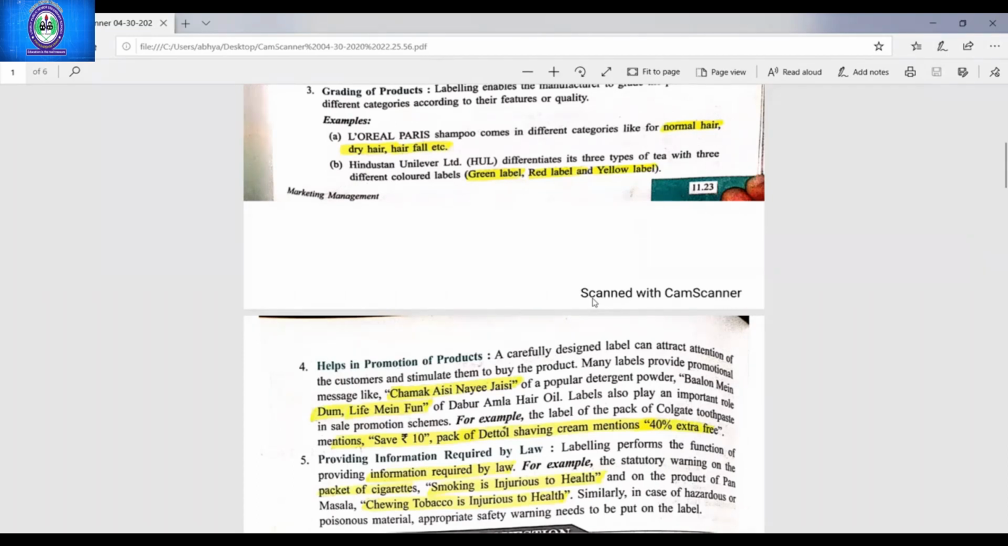Like save rupees 10, or a pack of Dettol shaving cream mentions 40% extra free, 10% extra free, 33% extra free. Such types of promotional schemes are always printed on the label. So it helps in the promotion of the product.